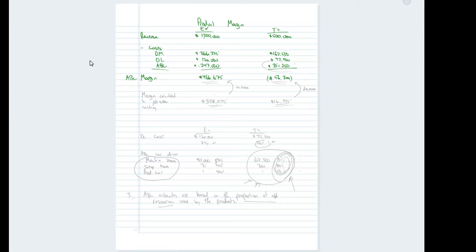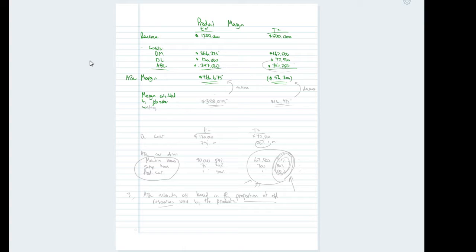Which again had allocated our overhead costs simply on the basis of direct labor cost. For the EX, it was $338,075. And for the TX, it was $161,925. So, again, if we think about what we're trying to do here, we're trying to figure out the margin or the profitability of our products.